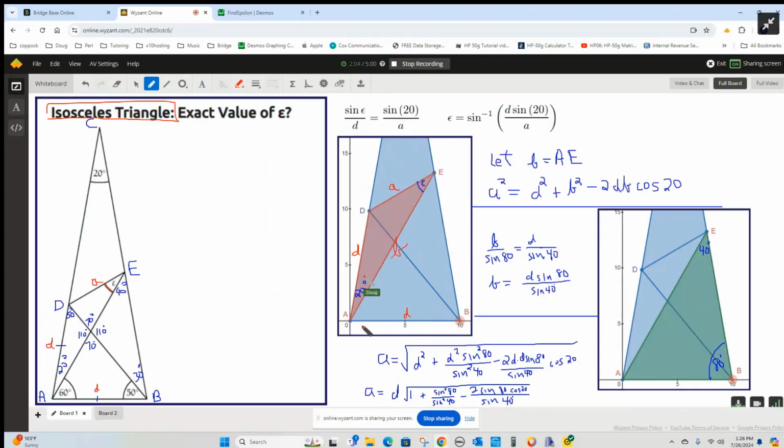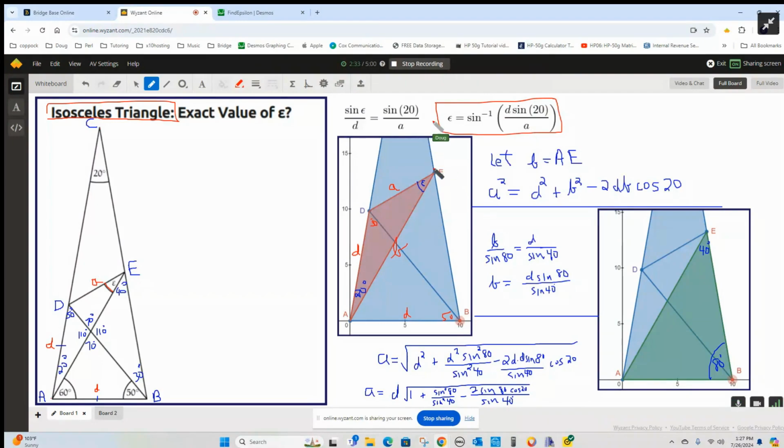Okay, so if this is D and this is 50 and 50, then triangle DAB is also isosceles. So AD is also equal to the length of this leg. So that's why I've got D here. Okay, so there's what epsilon is: inverse sine of D sine of 20 all over A.